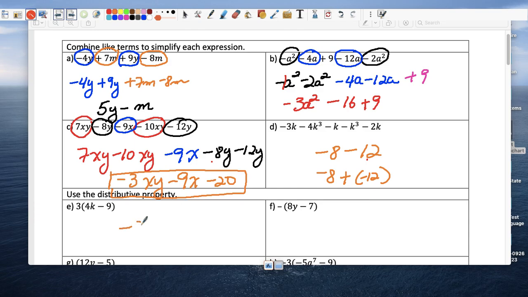Please don't forget that. So sometimes I see somebody writing it like this. Notice that there's no sign here. There's no sign between this 3xy and the 9x. You need something here, right? So either a plus or a minus. In this case, it was a minus.